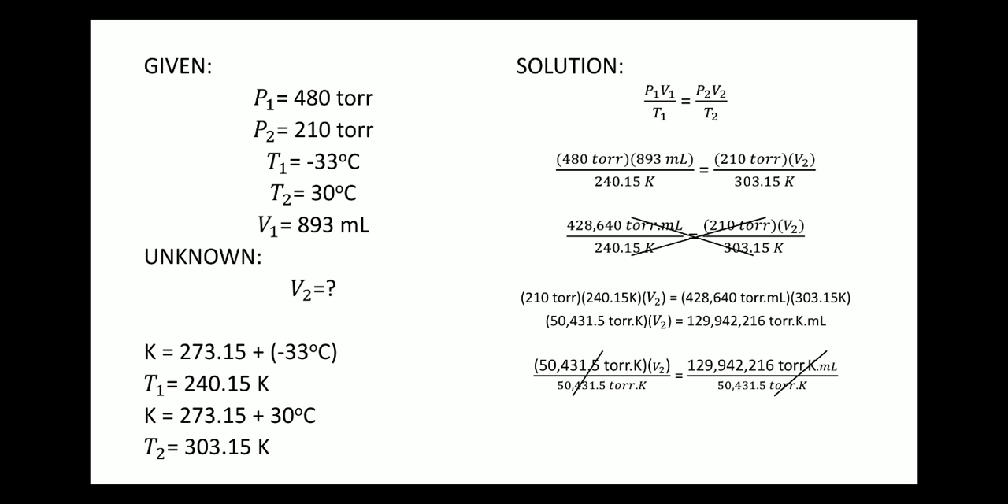Then to find V2, divide both sides by 50,431.5, cancel. Then we divide 129,942,216 by 50,431.5. Then V2 is equal to 2,576.61 ml. So the computation for combined gas laws, most of the time, involves bigger numbers.